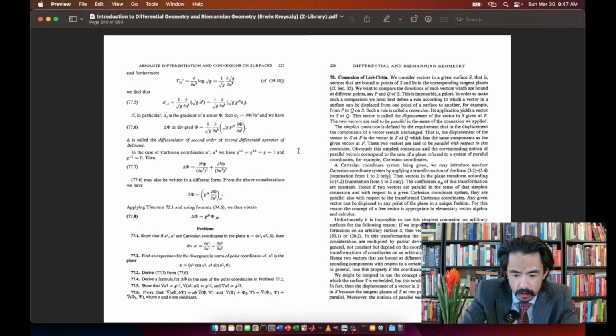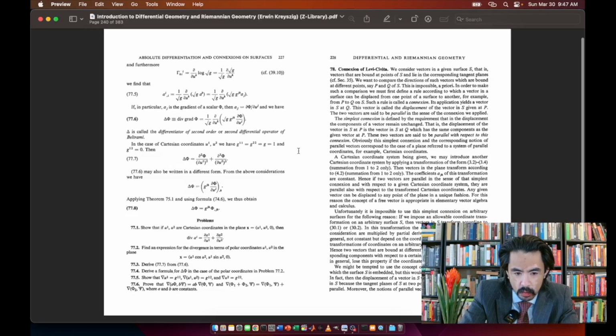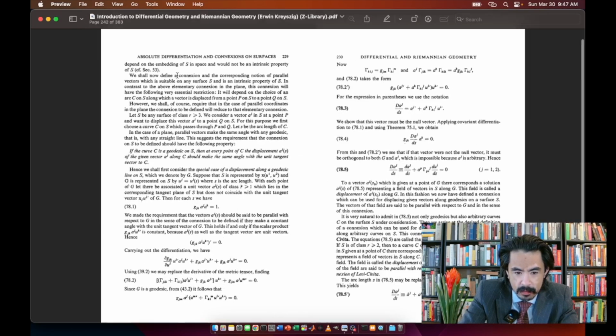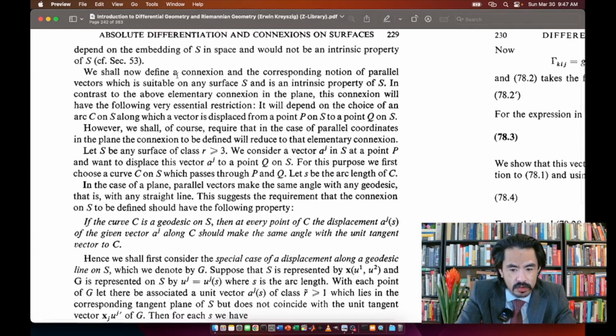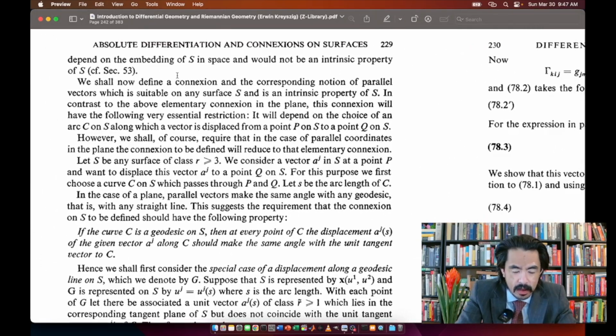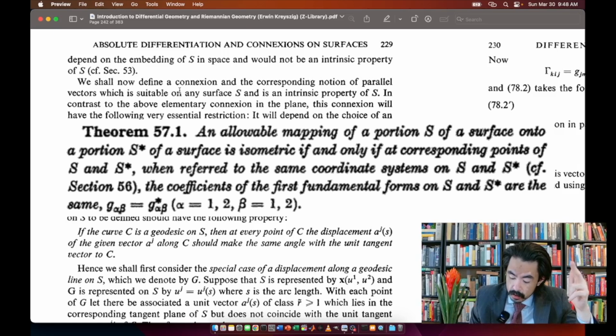Moreover, the notions of parallel vectors and angles on S would then depend on the embedding of S in space and would not be an intrinsic property of S, for which refer back to the section on bending and isometric mapping. We have the concept of intrinsic geometry of a surface. Specifically, there's this theorem. This is what I really wanted to go back to that section for.